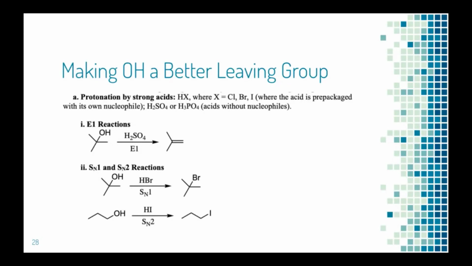You can use HBr and that'll form an SN1, or you can use hydrogen iodide, and that will be an SN2 reaction. At that point, bromine and iodine are good leaving groups, and they will be able to react more rather than trying to leave your alcohol on there.